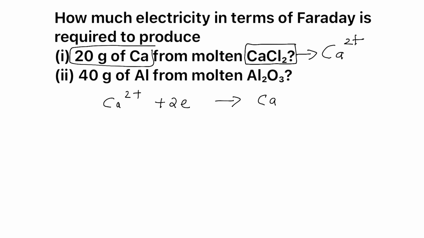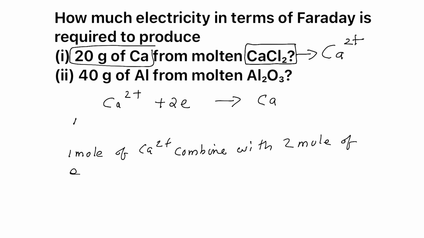We can read this like this. 1 mole of Ca2+ combines with what? 2 moles of electron to give 1 mole of calcium metal, right? Listen carefully, okay? Here how many moles of electron? 2 moles of electron. And here how many mole of calcium? It is 1 mole of calcium, right?